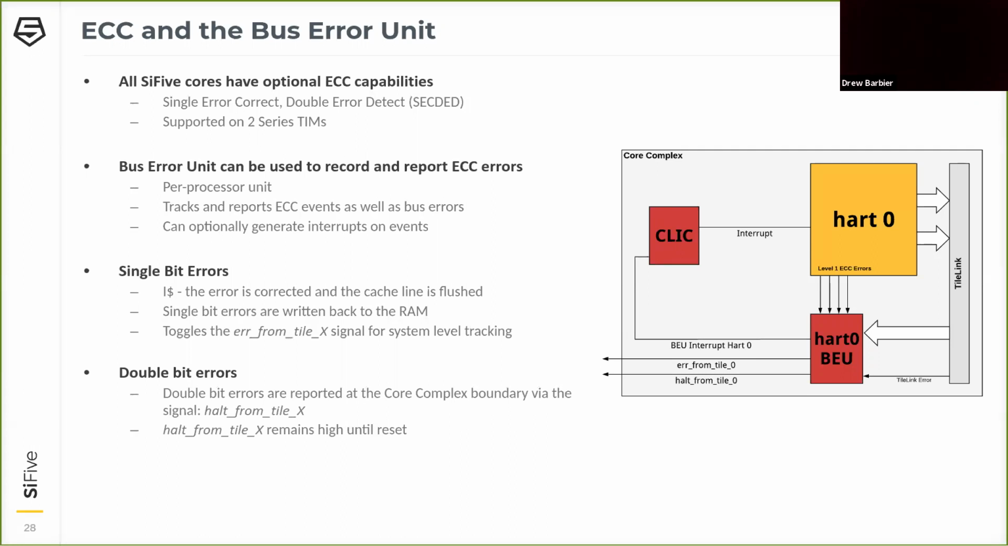It also has signals that can go external to the core complex, and these signals can be used to connect it to more system-level error management controllers that can track numbers and types of errors that are happening in a system in general. And then on double bit errors specifically, there is a halt-from-tile signal that gets raised, signaling that there was a double bit error, which is unrecoverable.